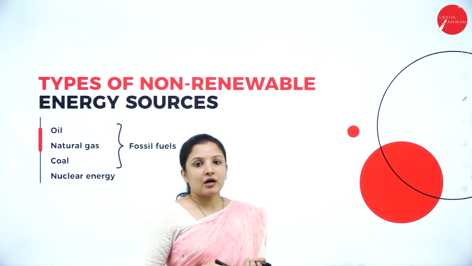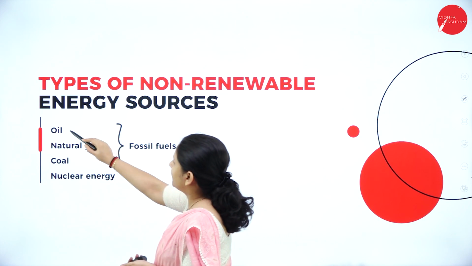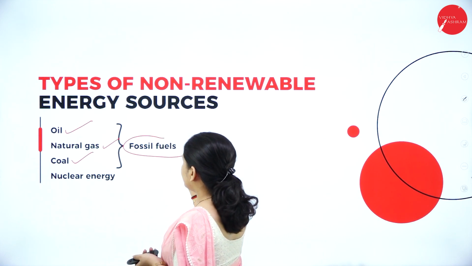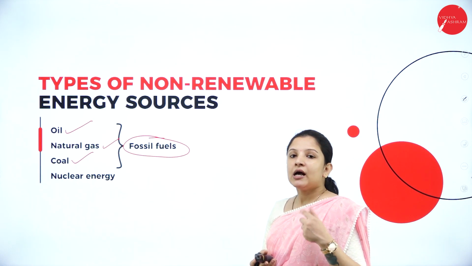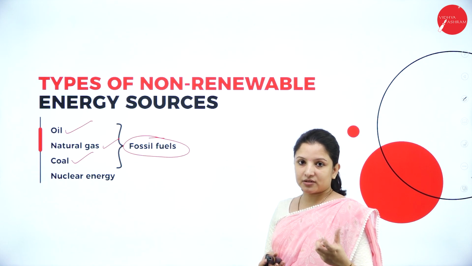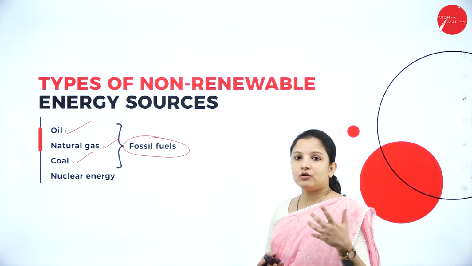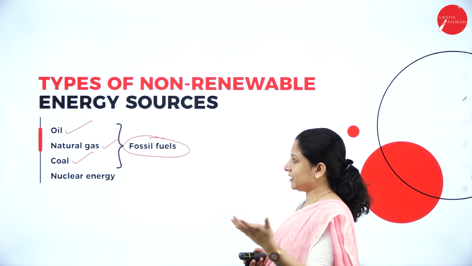So next, talking about the types of non-renewable energy resources. We have oil, natural gas and coal, which come under the fossil fuels. Oil, natural gas and coal are used for burning purposes in order to generate heat. For example, oil is used for burning purposes, and even to run vehicles, oil is needed.